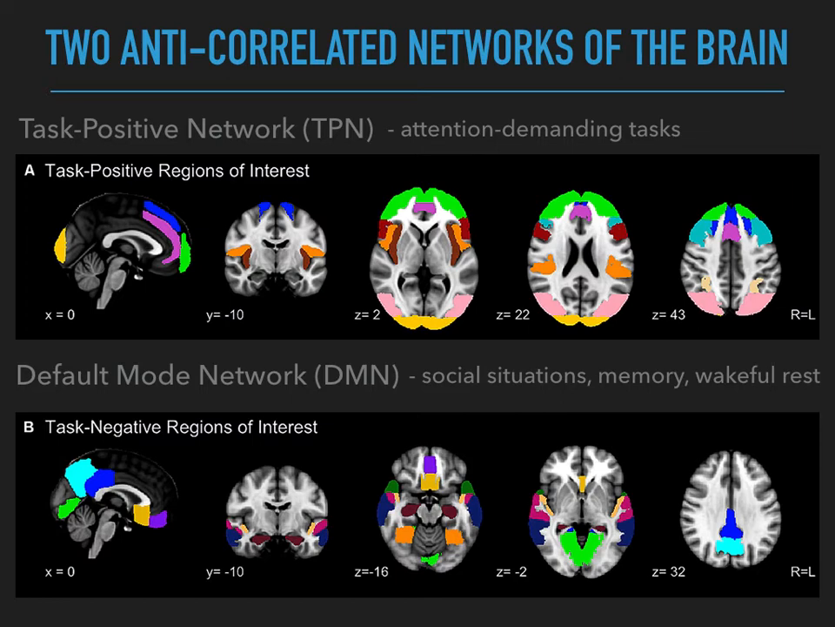The other network is the default mode network, or the DMN. This is sometimes called the task-negative network. This network is responsible for innate tasks such as retaining and recalling memories and understanding emotion. The DMN activates the frontal lobe, the temporal lobe, and the occipital lobe.